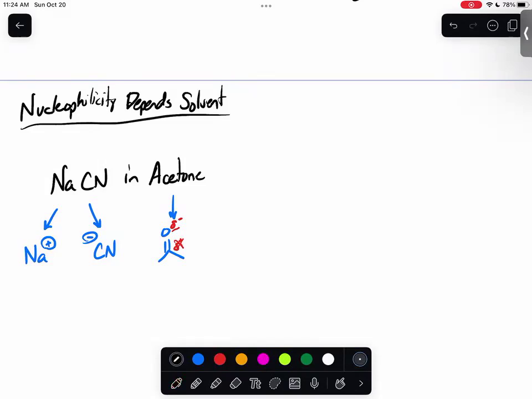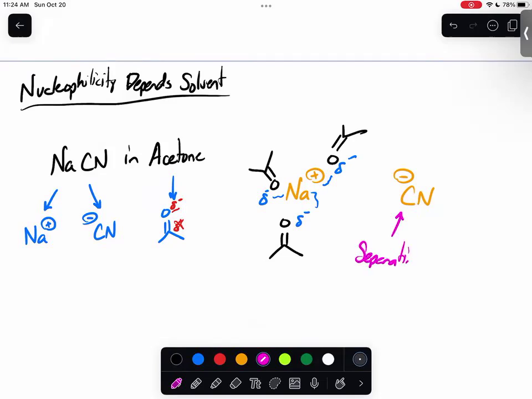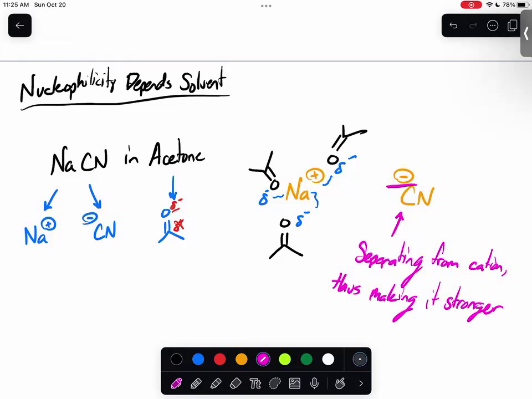The reason for this is, let's say we split up that sodium and that cyanide in this solvent. What would it actually look like? Well, the sodium would be surrounded by molecules of acetone, because all of these partial negative charges are interacting with the sodium. And what it's doing is separating the cyanide over here from its cation, thus making it stronger. Because remember, if it's paired with the sodium, it's making an ionic bond that is very neutral. But in this case, it has that full negative charge at its disposal. So the more you can isolate these things, the better off they're going to be.